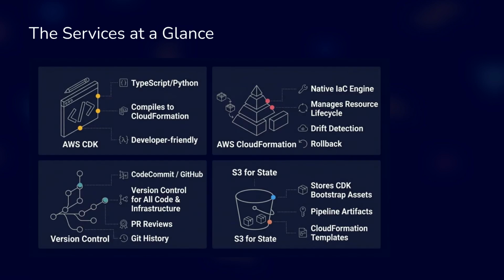This slide provides a brief overview of the key AWS services covered, including the CDK, CloudFormation, S3, Secrets Manager, and GitHub, which collectively enable robust infrastructure as code practices.